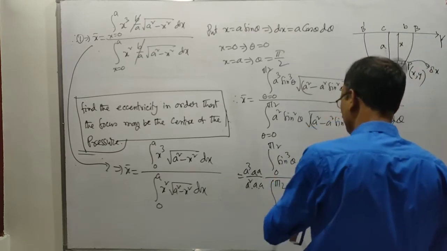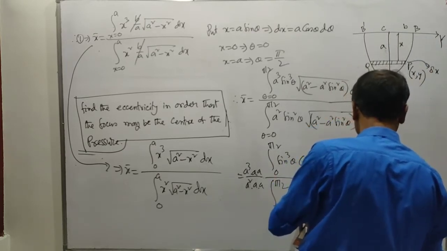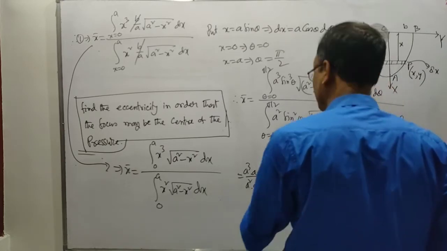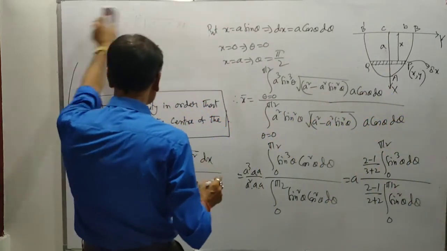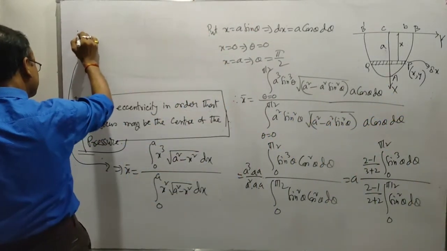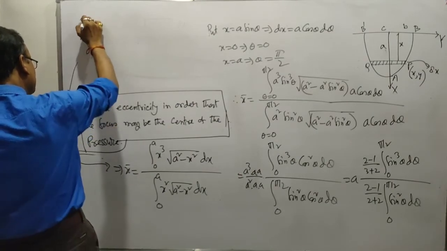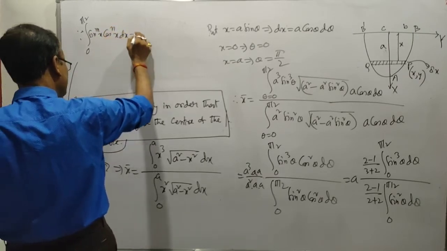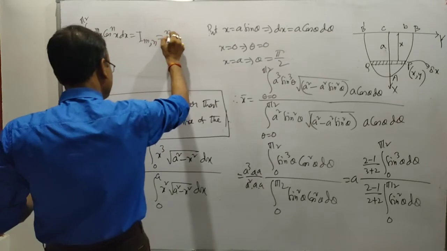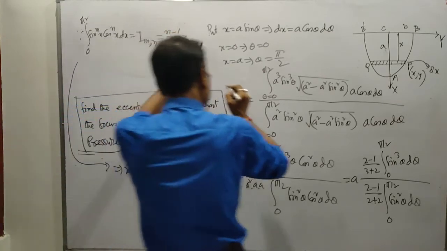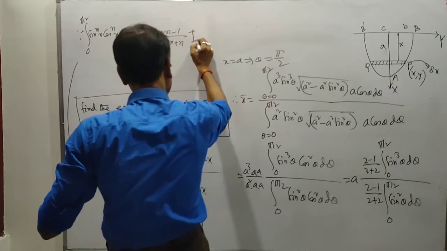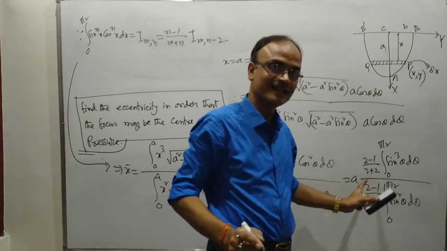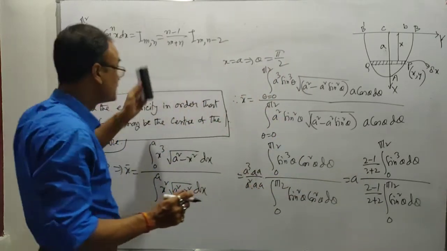Integration of sin cube theta d theta from 0 to pi by 2, minus 1 divided by 2, plus 2 times the integration of sin square theta d theta. We have applied the reduction formula: integration from 0 to pi by 2 of sin to the power m x cos to the power n x dx, if I denote it by I_mn, equals (m minus 1) by (m plus n) into I_(m-2, n). This formula has been applied here, in both integrals.